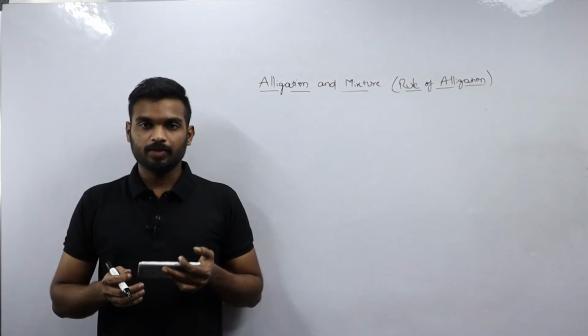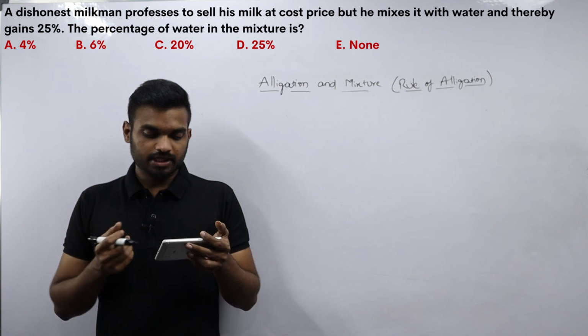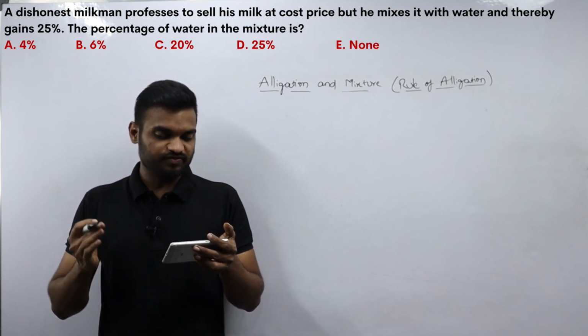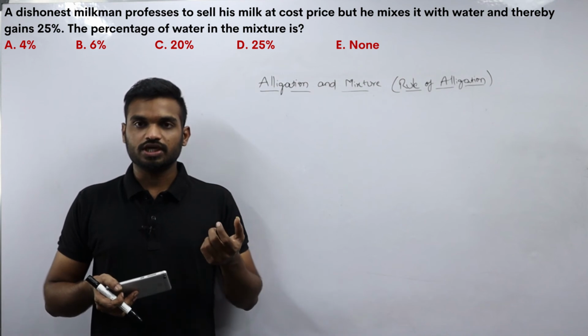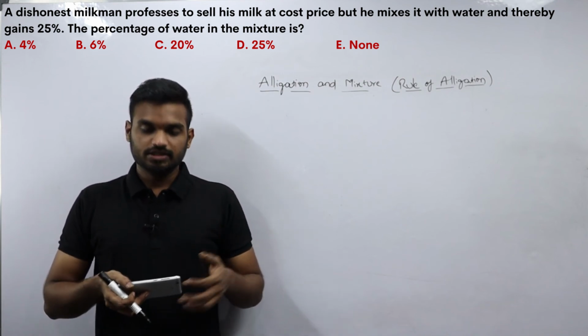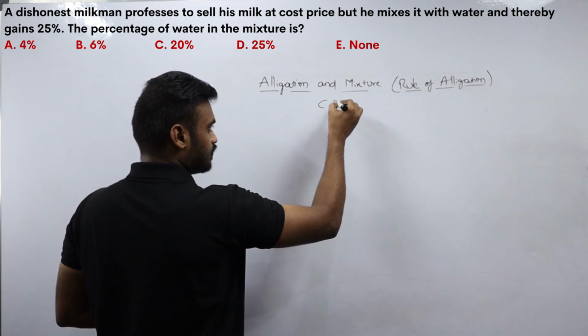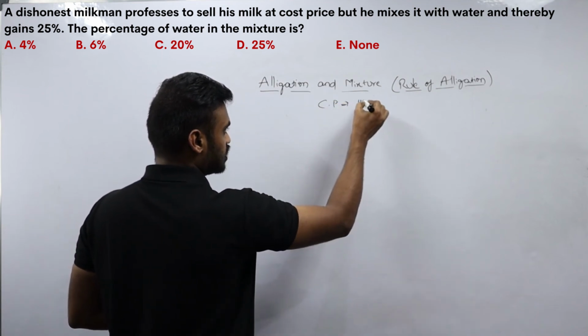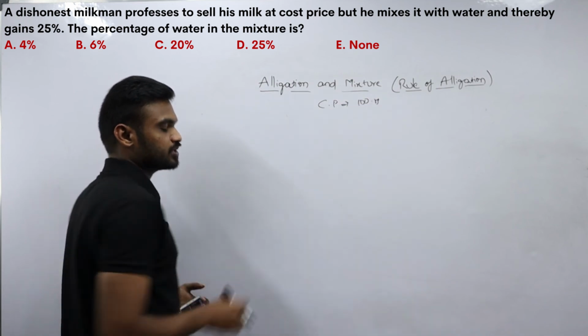Now let's see the 7th problem. They are saying that a dishonest milkman sells his milk at cost price, but he mixes it with water, thereby gaining 25%. What is the percentage of water in the mixture? So we need to find out the total content of water in the mixture. This is a very interesting question. Suppose assume the cost price of milk as 100 rupees.